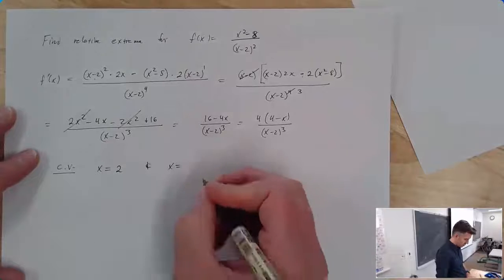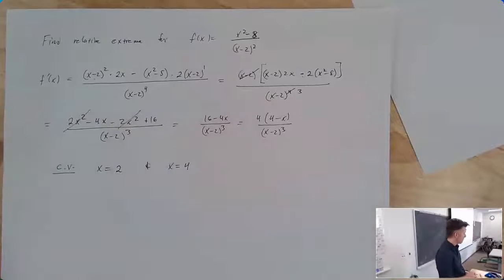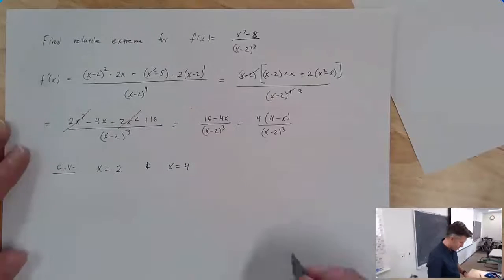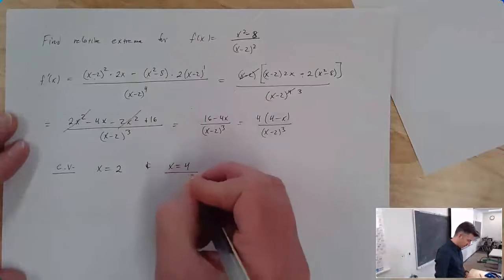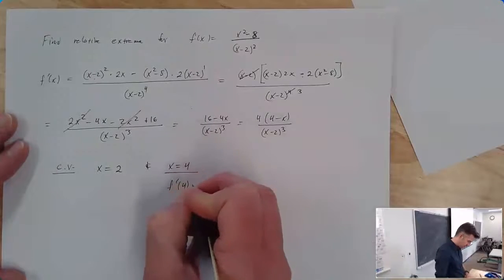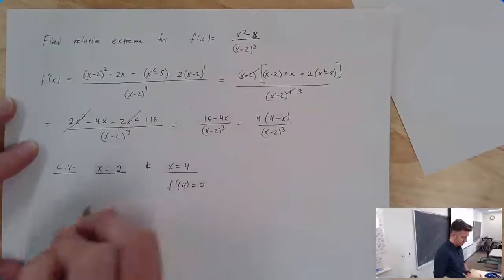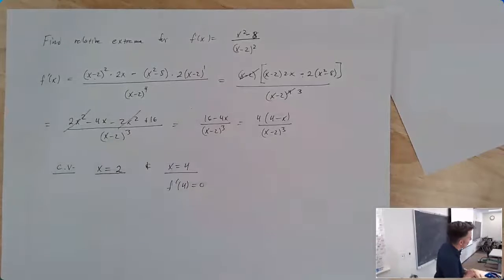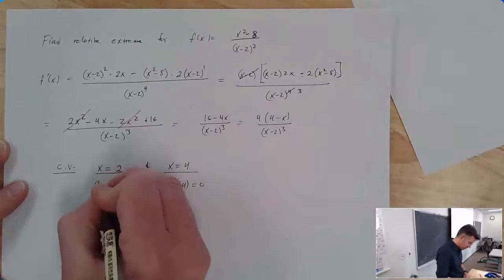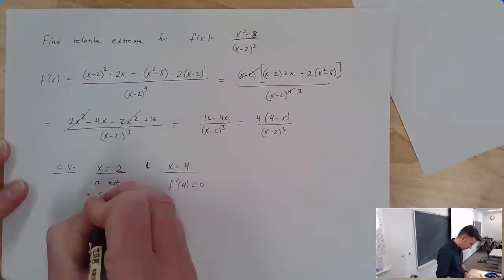X equal to 4. So I will point out that x equal to 4 is a critical value because f prime of 4 is certainly equal to 0. And x equals 2 is a conversation. According to most definitions of a critical value, x equals 2 is not a critical value, because it's not in the domain of the original function. So x equals 2 is actually not a critical value.